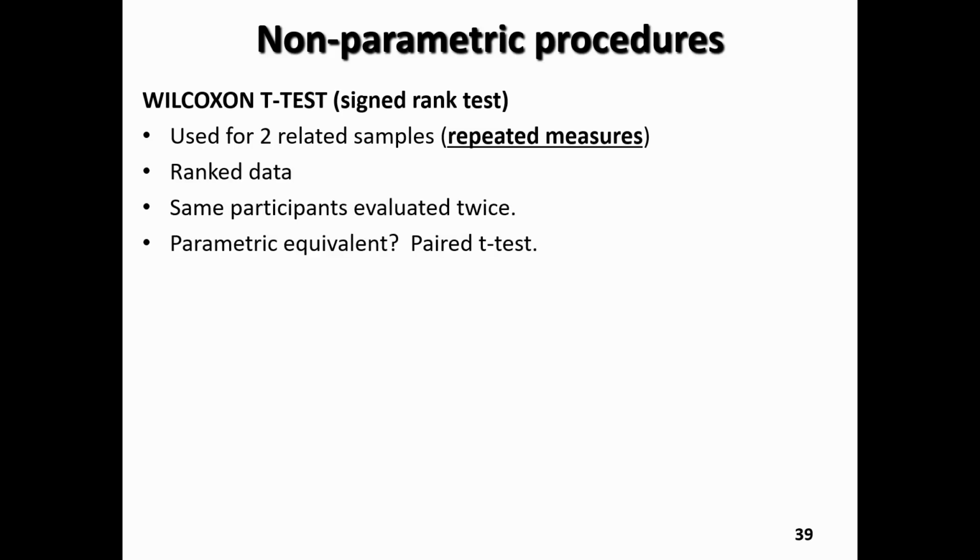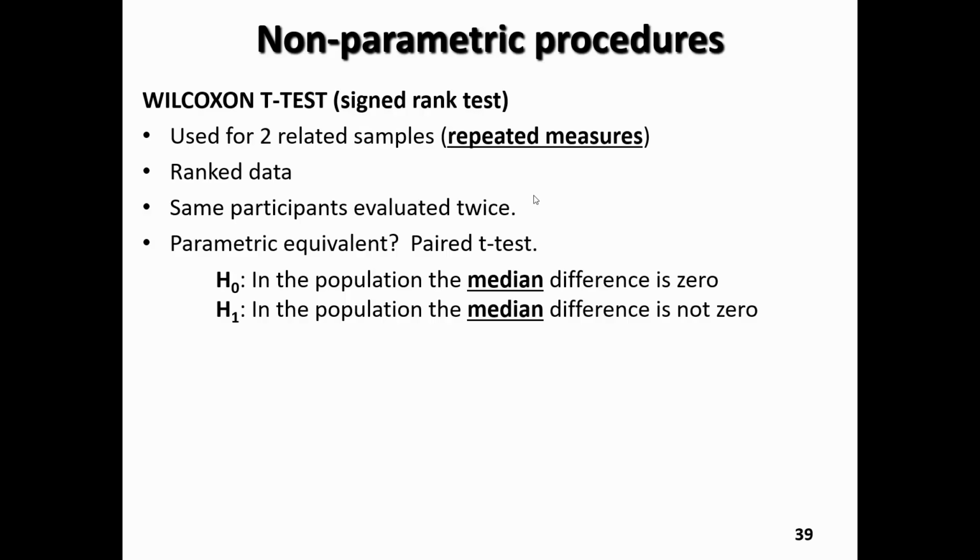So once again here, the first three bullet items are the identical points from slide number 37, but just as a reminder, once again with the Wilcoxon T, this is a repeated measures type of statistical procedure where interval or ratio data, the raw data, are converted to ranks, and the parametric equivalent to this would be the paired t-test.